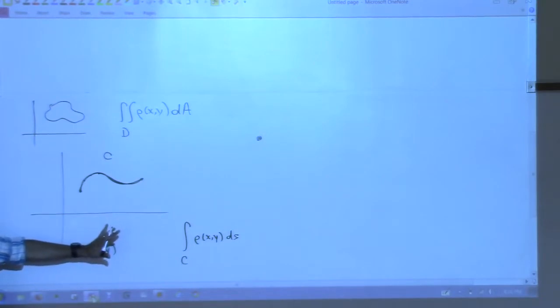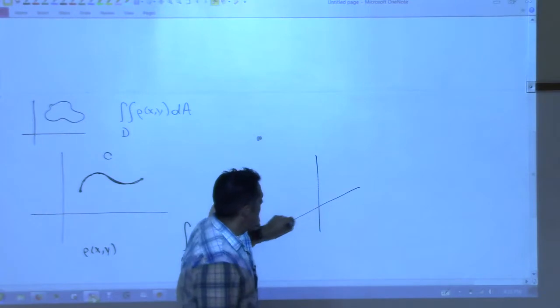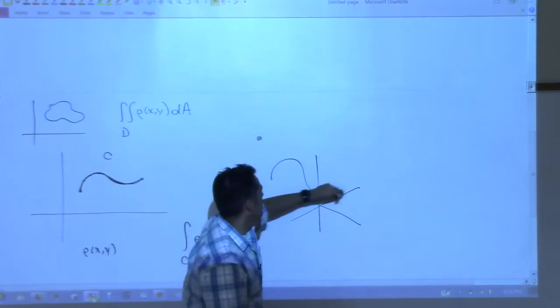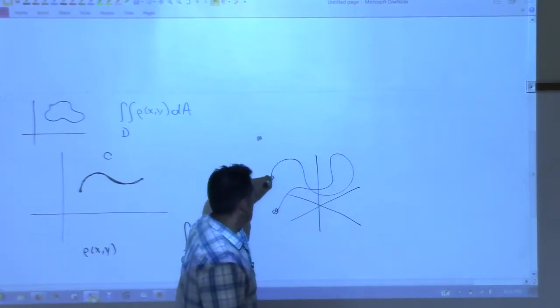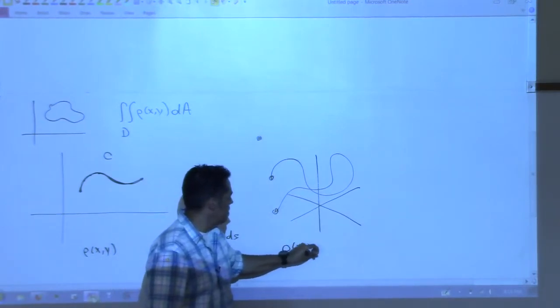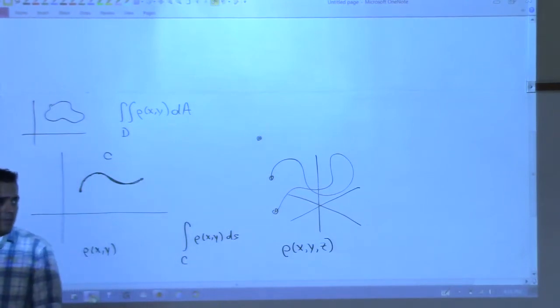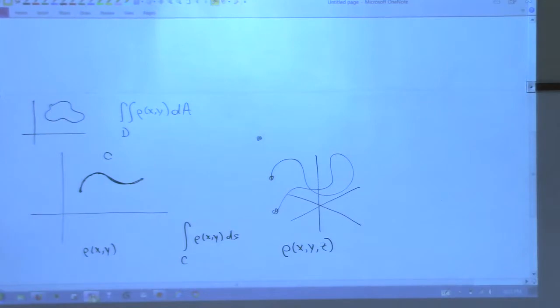Okay? Now, you can do the same thing in 3-dimensional space. If you have a wire in 3-dimensional space and you have its density function at every point, then if you do the line integral over C with respect to arc length, you're going to get the total mass of the wire. It's just now your wire's in 3-dimensional space instead of 2. All right? So just be aware of that.